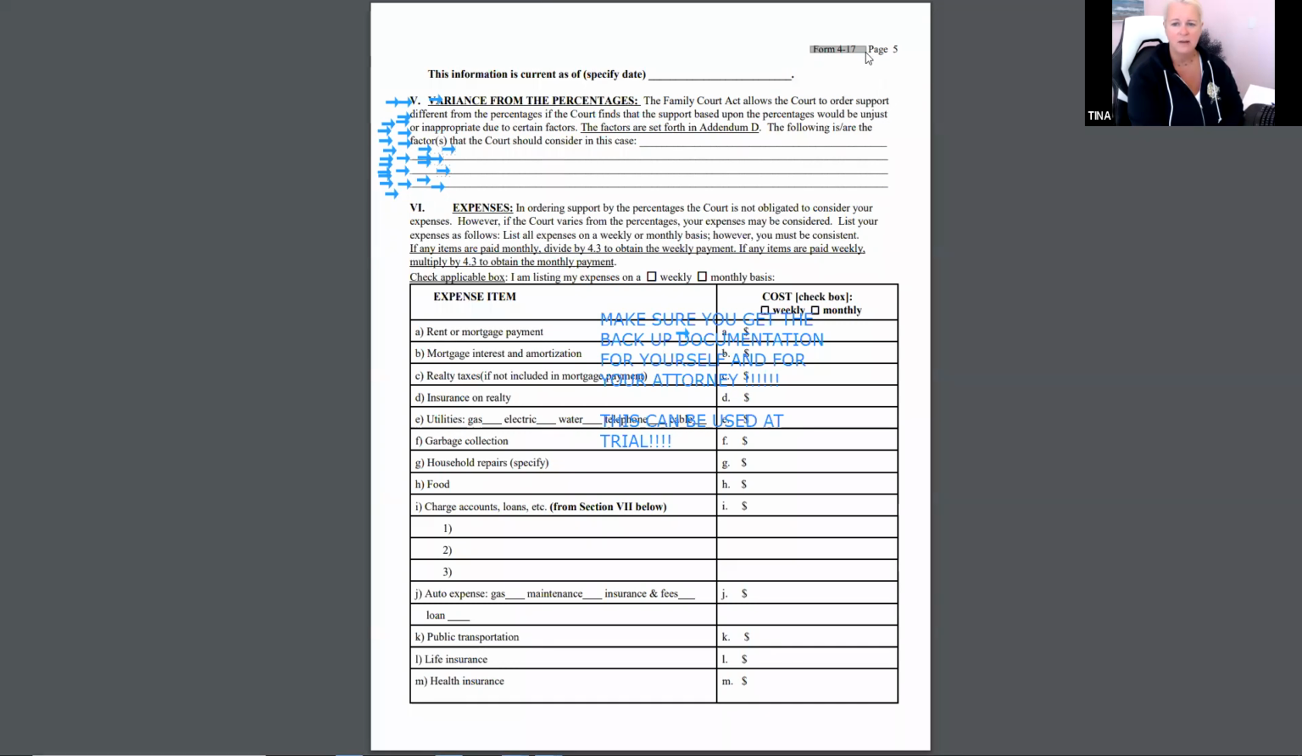So it's form 4-17 that is the long form. We recommend you use this because it provides the most information. And you're going to want to use this if you're going to have a support proceeding. If you use the short form, just understand you're going to have to come back and do this anyway.